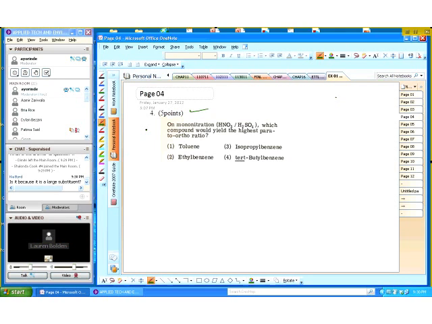On mononitration, HNO3 H2SO4, which compound would yield the highest para to ortho ratio?